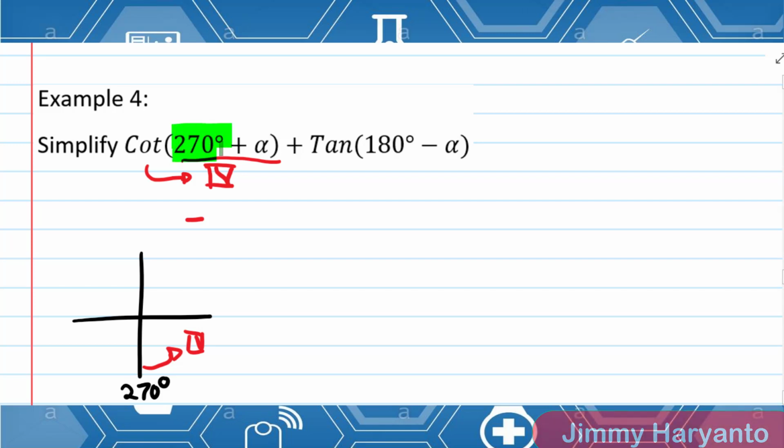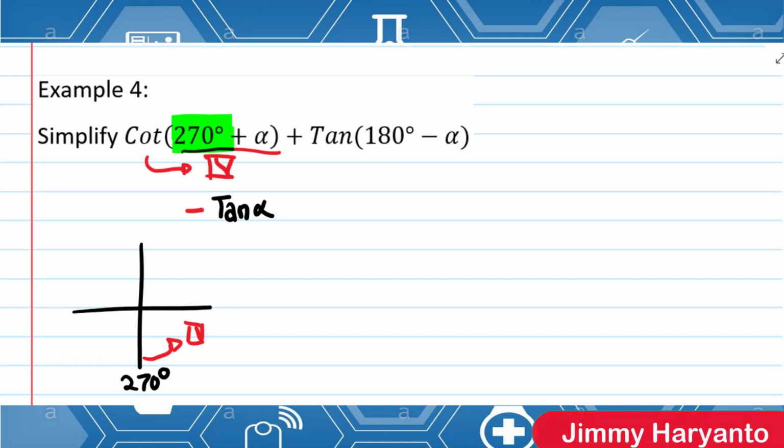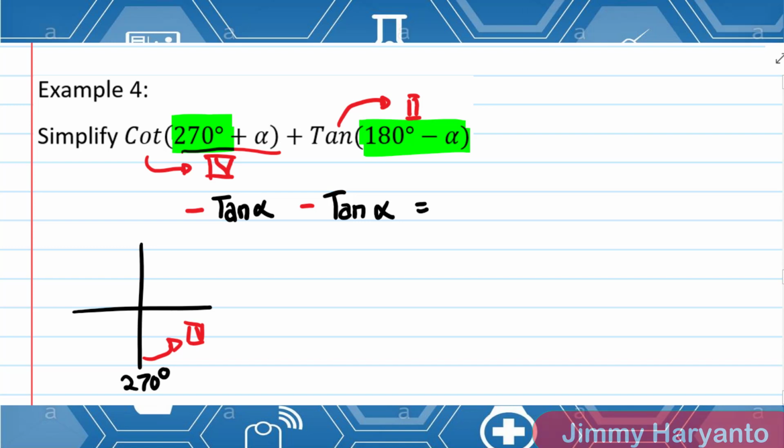And then the benchmark is 270 degree. Because 270 degree is not normal, so you have to change the cotangent into tan, yeah, tan alpha. Okay, the next is 180 degree minus alpha. 180 minus alpha means in quadrant 2. In quadrant 2, tan will be negative, guys, negative. And then because 180 is normal, so you don't have to change the tan. It's tan alpha already. And then negative, it will be negative 2 tan alpha.